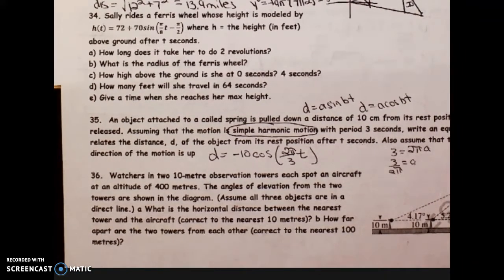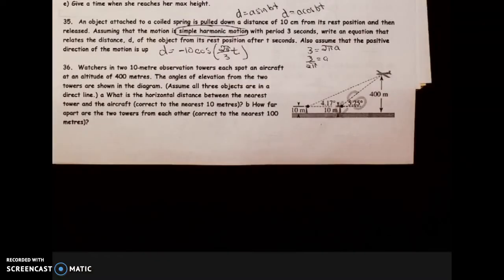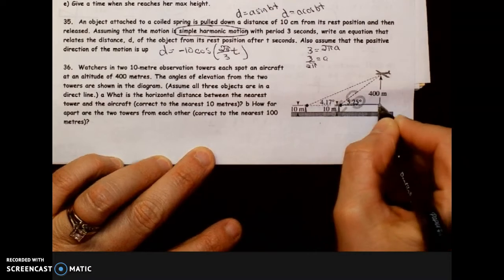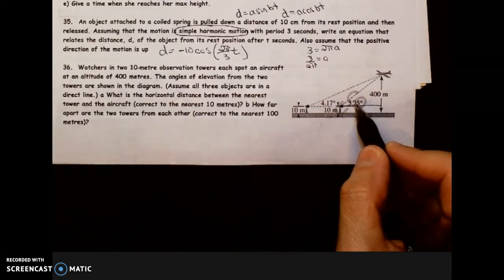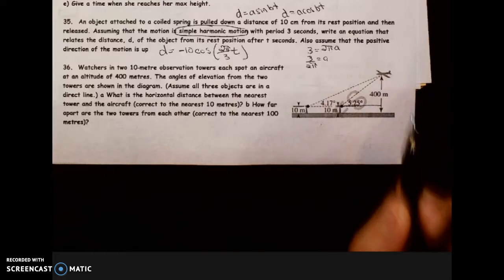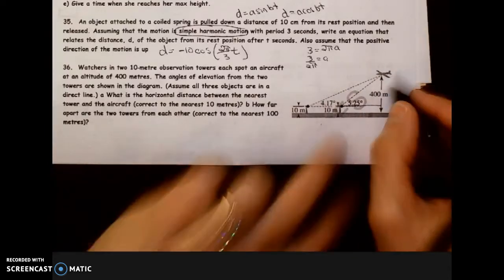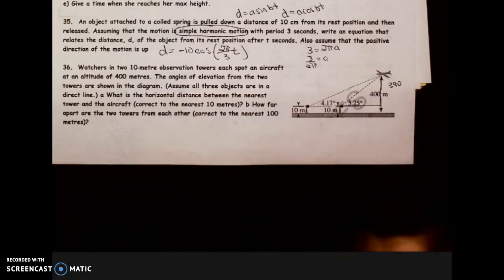36. They want to know what is the horizontal distance between the nearest tower and the aircraft, and then how far apart are the two towers. Here is the first tower. They want to know the distance from here to the base of where that plane would be. So if I focus in on this triangle, I have the degree measure here. One thing I need to be careful of, this total distance was 400. This is 10, so this distance in my triangle is 390.